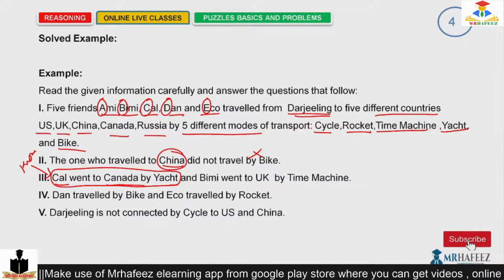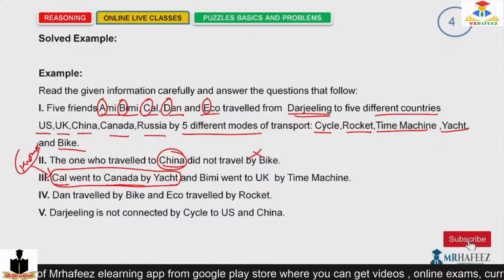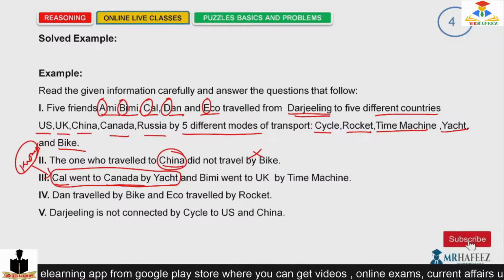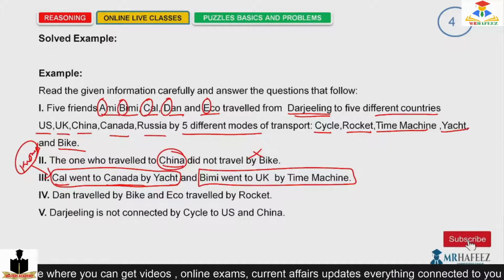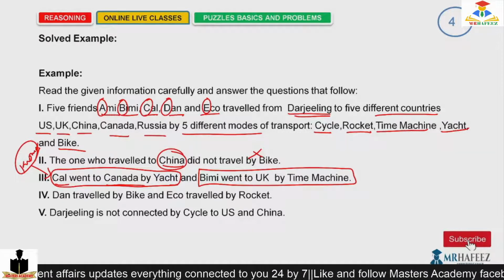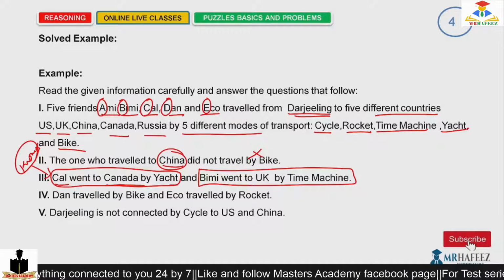Known fact. So this has to be taken. And Beam went to US by time machine. This is also again a direct. So these two are direct data by which I can depend. And the second point is by which I should decide.